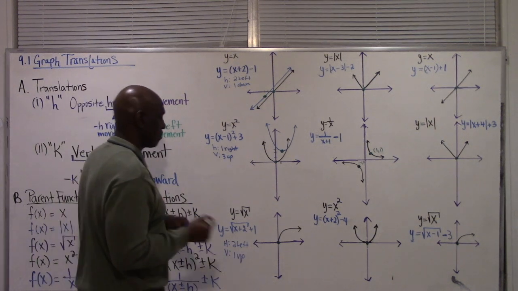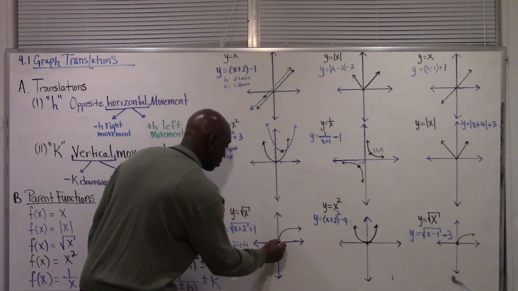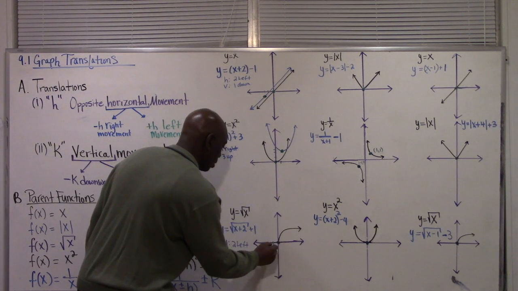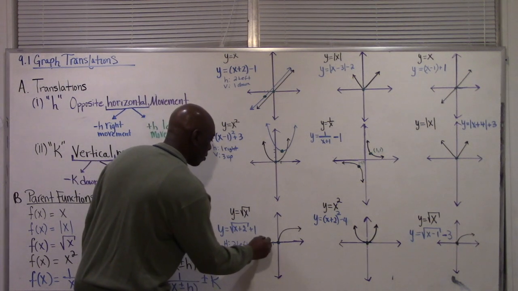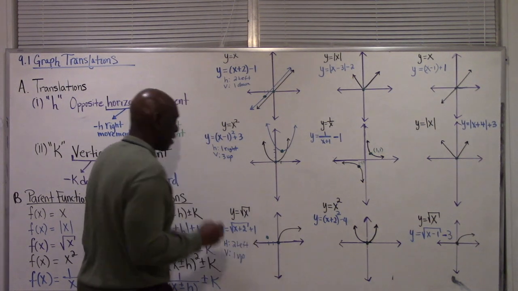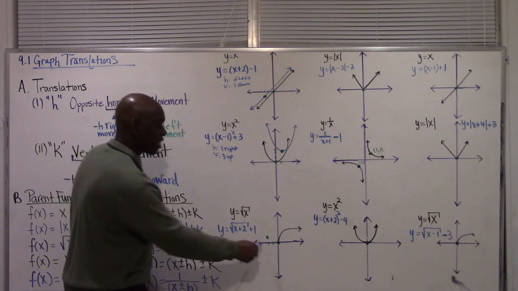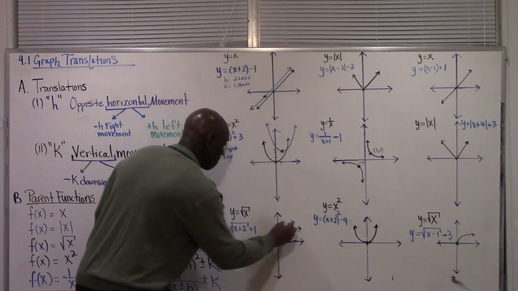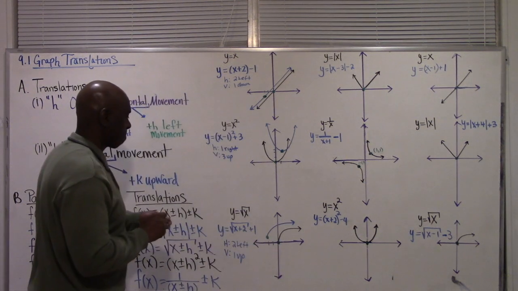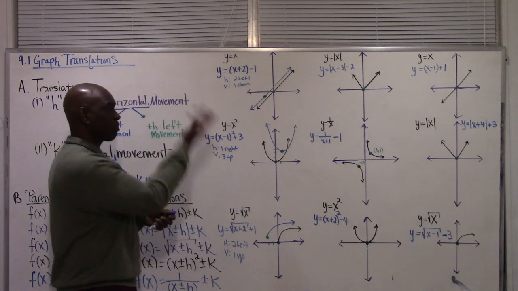Let's do that. 2 to the left. 1, 2. And then 1 up. Puts me right there. Sketch the graph. In other words, sketch the parent all over again. And that's it. That's all we're doing.